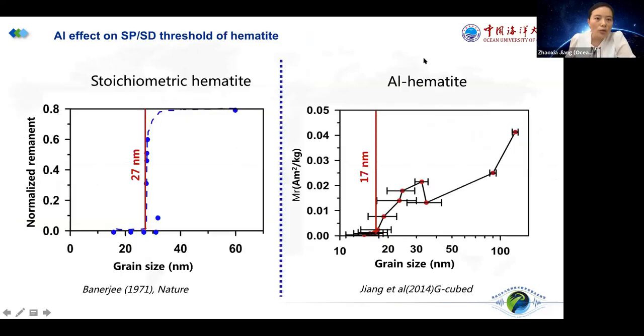In addition, it also affects the superparamagnetic and single domain threshold of hematite. The left is for the stoichiometric hematite, from Banerjee's work in Nature in 1971. It gives the threshold for SP and SD hematite at maybe around 27 nanometers. But for alumina hematite, we found that this threshold is around 17 nanometers. So we can see that it shifts this threshold to the finer particles.